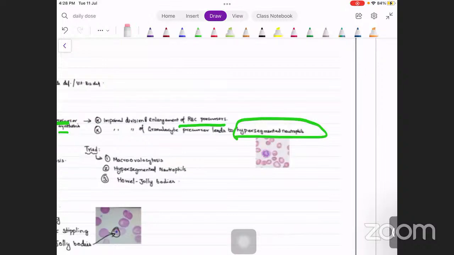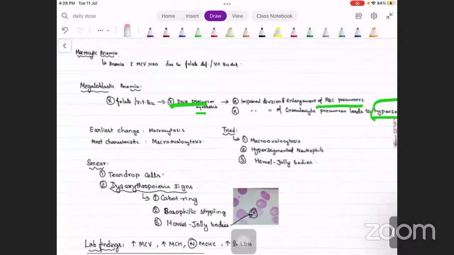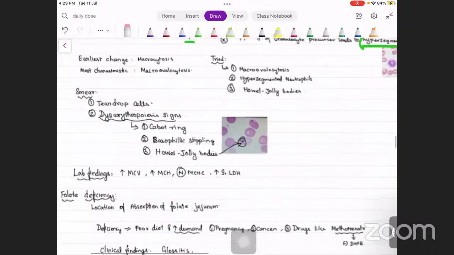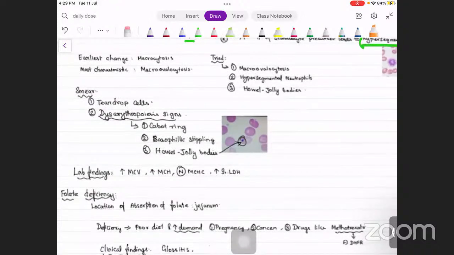And megaloblastic anemia will have a triad: macro-ovalocytosis, hypersegmented neutrophils, and Howell-Jolly bodies. Smear shows hypersegmented neutrophils and basophilic stippling, Cabot's ring, and Howell-Jolly body. This is the Howell-Jolly body, where you see the Cabot ring, basophilic stippling, and Howell-Jolly bodies in the smear of your megaloblastic anemia.